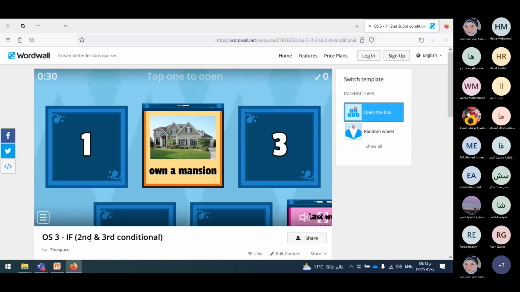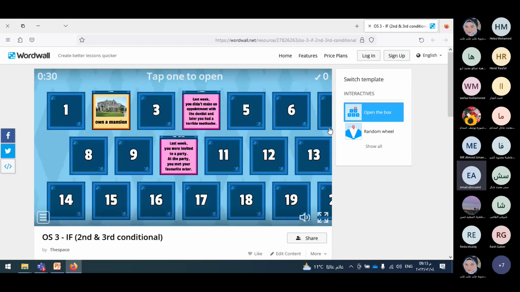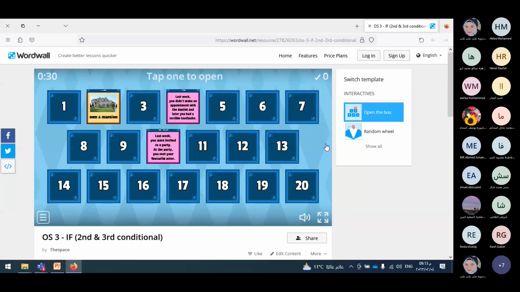The word mansion here means a palace. I mean, you were not obliged to use the verb to have, because you already have the verb own. But it's up to you. Both are correct. Wonderful. One more participant. Wonderful game.